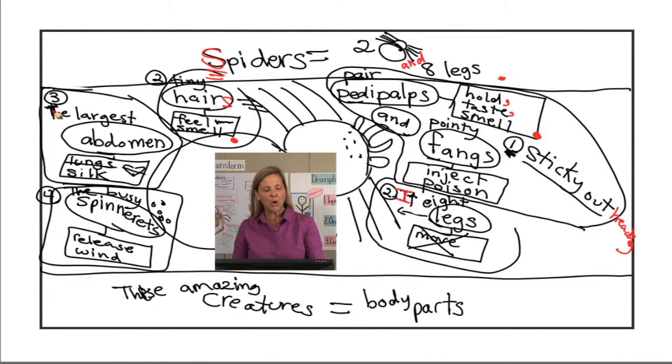The largest part of their body, let's put a TH there. The largest part of their body is the abdomen that makes their silk, period. The busy spinnerets, capital, help them release and wind silk, period. Finally, at the bottom, these amazing creatures have interesting body parts.